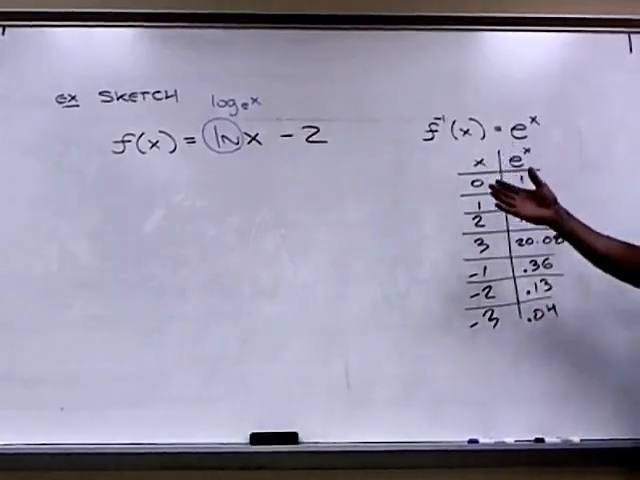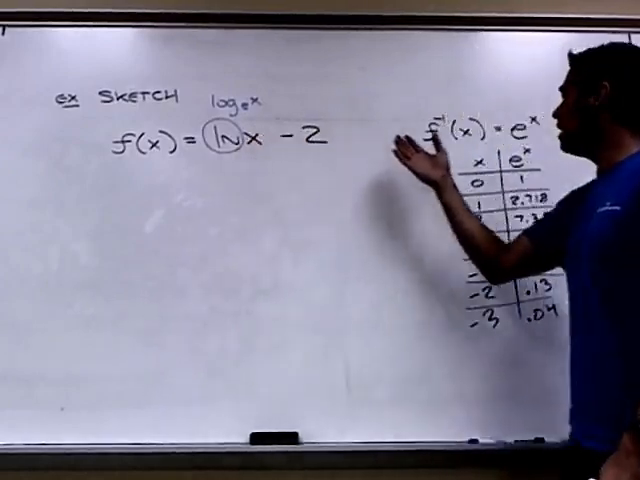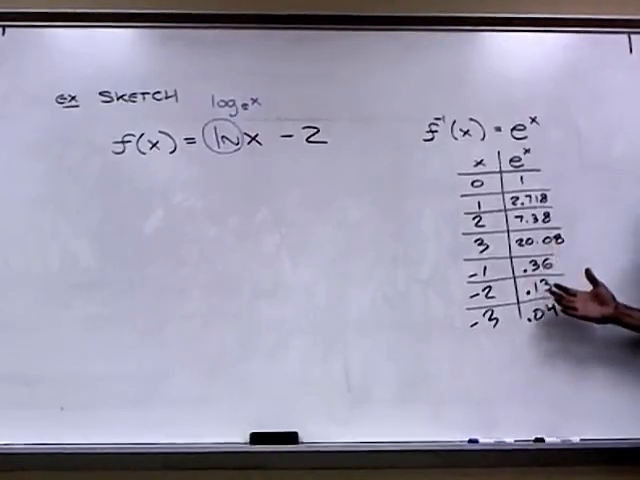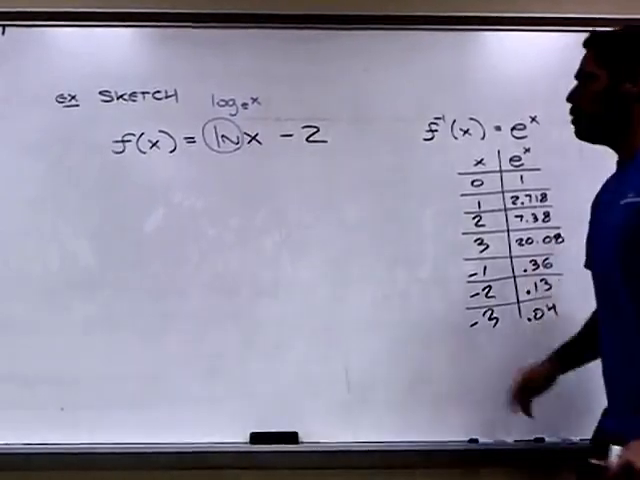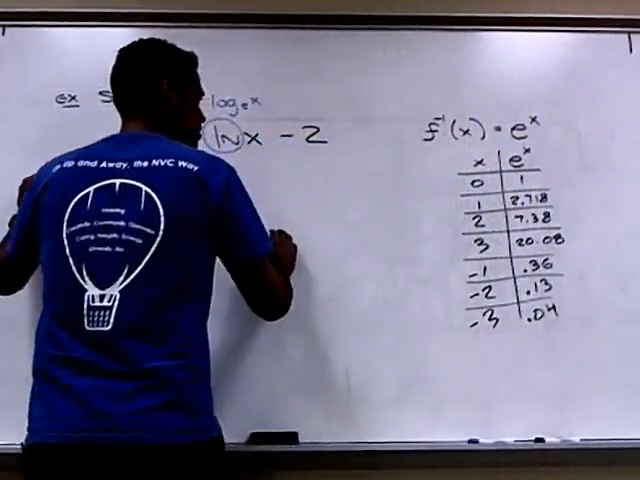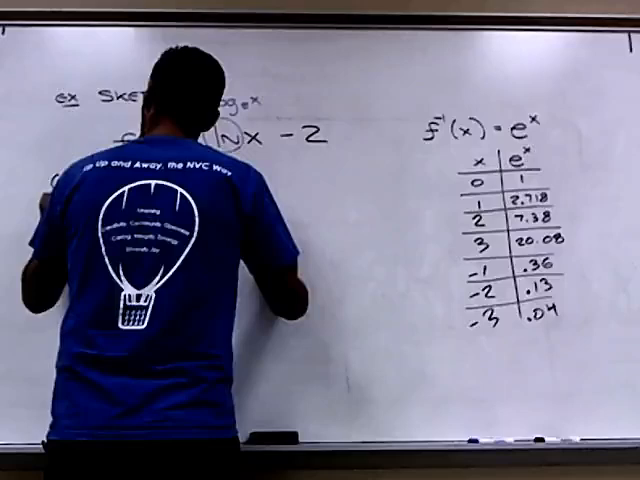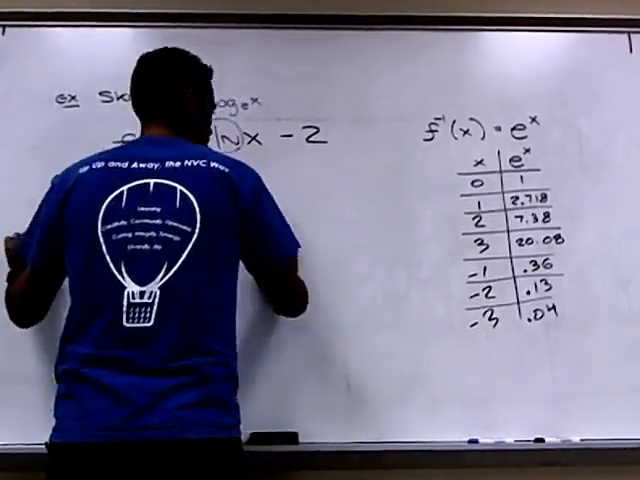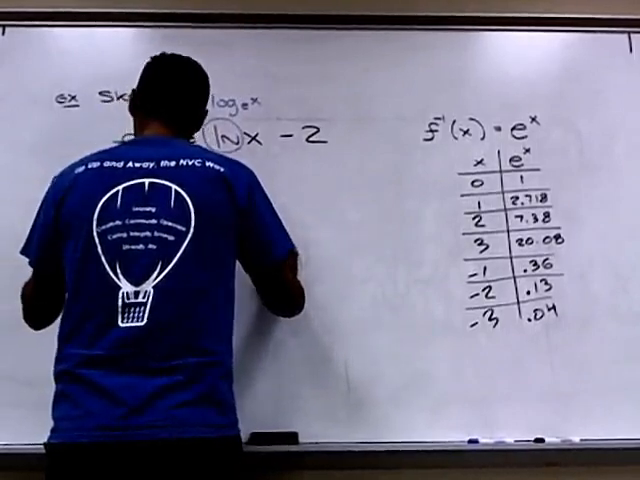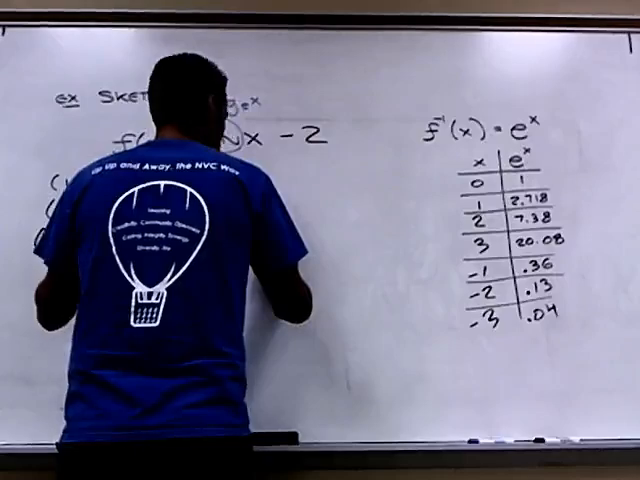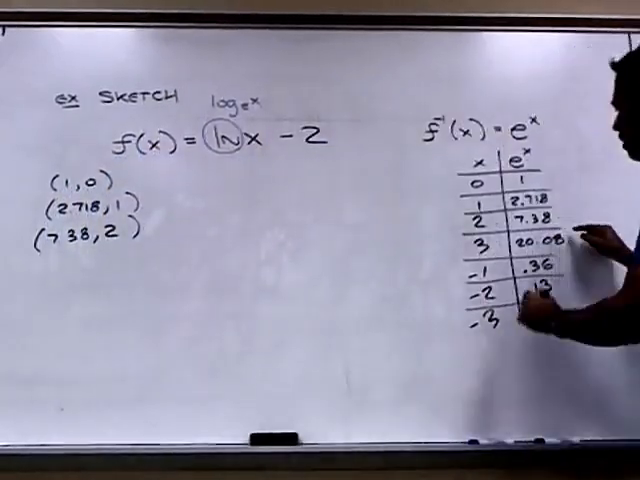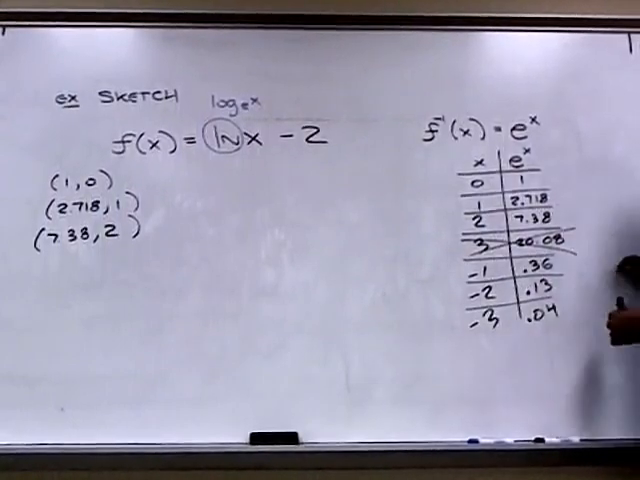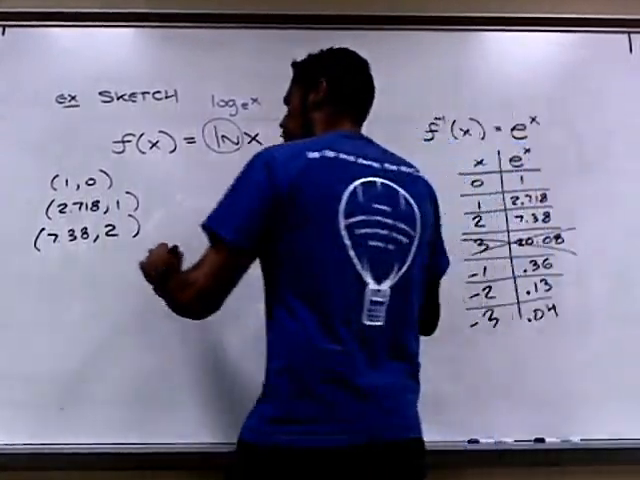Okay, so I looked at the log function. I identified its inverse, which is e to the x. I got a table for it. And now what do I do with that table? Flip it, right? So the points that I'm going to have here are actually 1, 0, 2.718, 1, 7.38, 2. Let's just do those two, because I think the next one, do you agree that's going to make my graph too big? Like it's going to go way off, and I don't really care about that. And then I'll get the others.